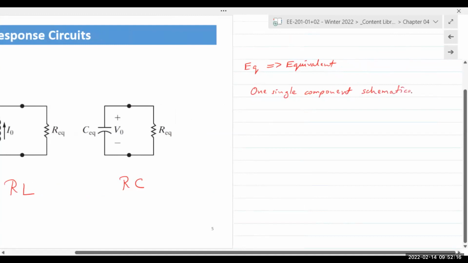But physically could be hundreds of components.